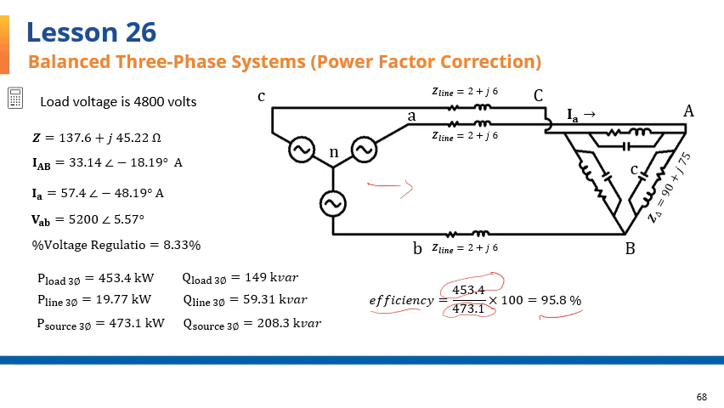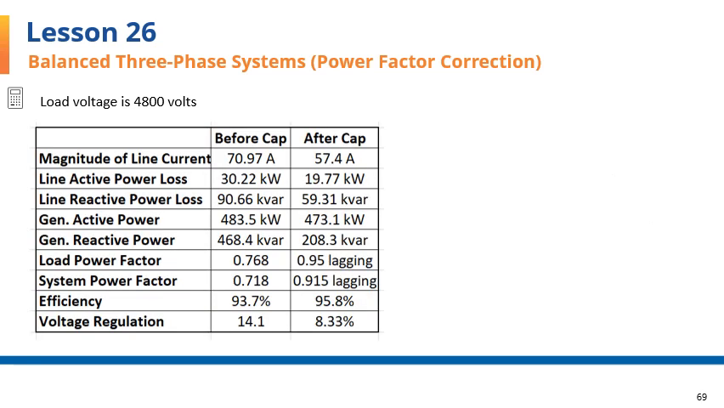Now that we have found all of the required quantities after the installation of the capacitor, we can do a comparison with the quantities that were found in lesson 25B for the same circuit without the capacitor. I have that comparison showing on the next slide in a table. Here's that table for the two cases: quantities before installation of the capacitor and quantities after the installation of the capacitor.